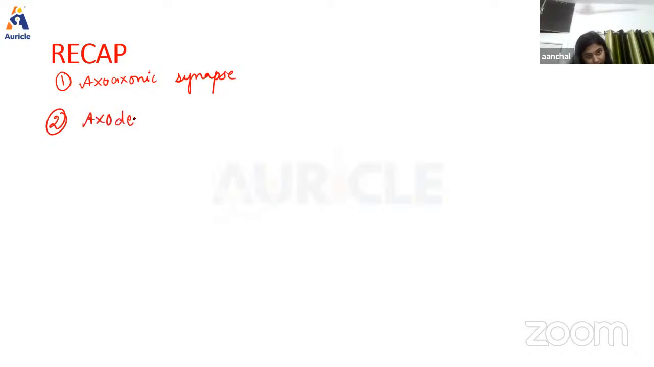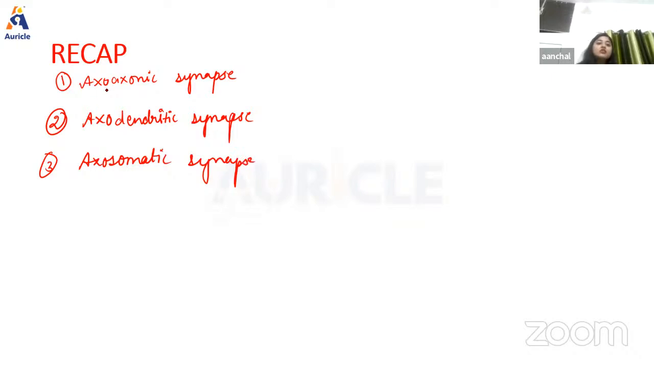Then based upon the anatomical classification, we have another type of synapse also. For example, we have axoaxonic synapse. Then also we have axodendritic synapse. Then also we have axosomatic synapse. Okay, so what is axoaxonic synapse?